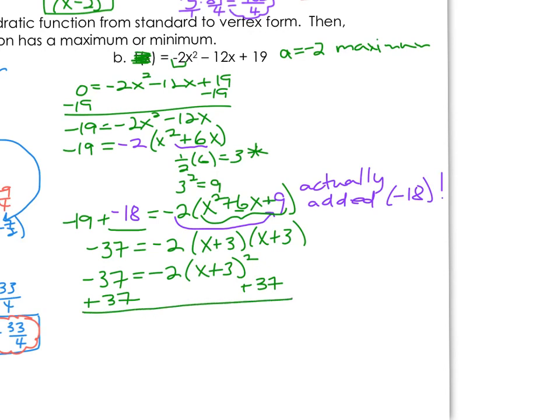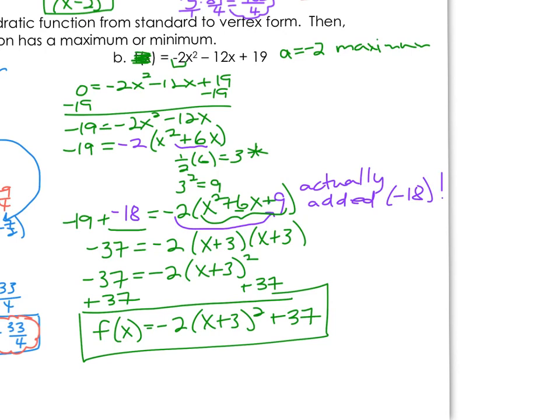To write our answer in vertex form, remember the original problem was f of x equals negative 2 times x plus 3 squared plus 37. This is our answer in vertex form. Last but not least, we know we have a maximum, and it's always just at your k value. This means we have a maximum at 37. And there is the first part of our notes for 4.7.